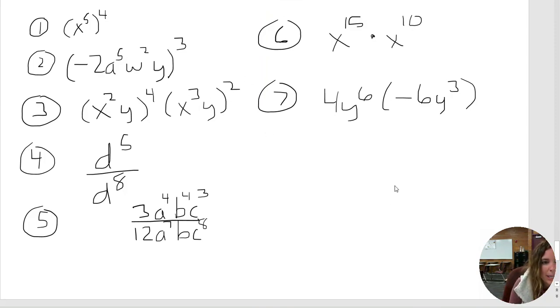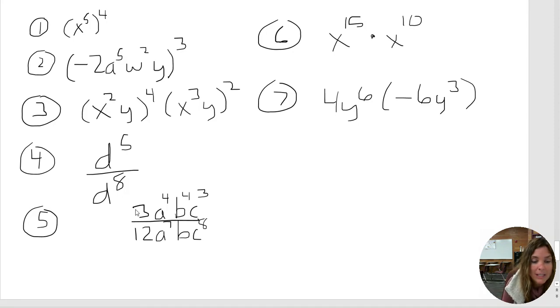Okay, so here are your retake problems. The first one says x to the 5th raised to the 4th. The second one says -2 times a to the 5th times w to the 2nd times y to the 1st, that's all raised to the 3rd. Number 3 is x to the 2nd y to the 4th times x to the 3rd y to the 2nd. Number 4 is d to the 5th over d to the 8th.